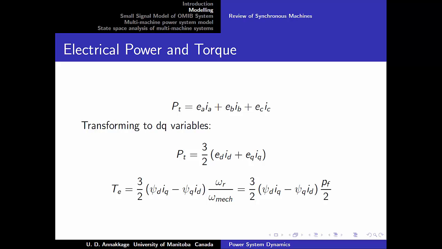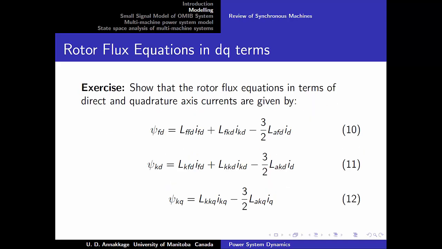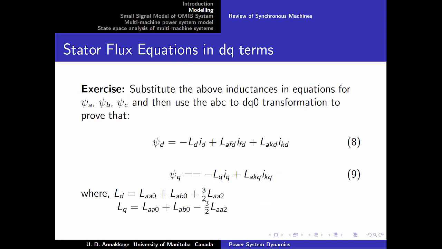Now let's take a look at our new flux equations. So let me go back to that slide. The flux in the d-axis, psi d, depends on the d-axis current, id, and the currents in the other windings on the d-axis, IFD, IKD. The inductances in this equation are constants, unlike our original inductances in the flux equations.